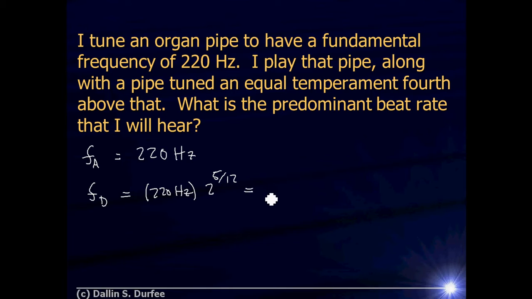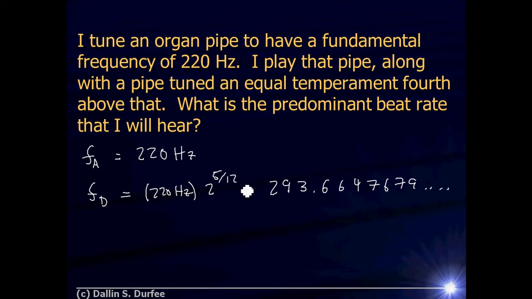And it turns out when I do that, I get 293.6647679. Why do I have to keep so many digits? Because when I do the beating, I'm going to be taking a difference between two very similar frequencies, so I'm going to need a lot of digits.